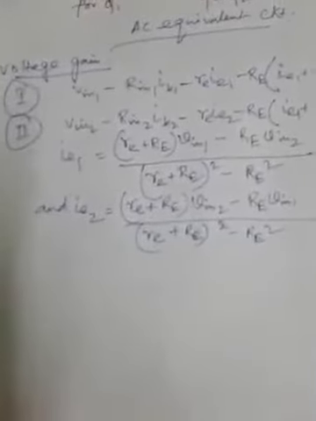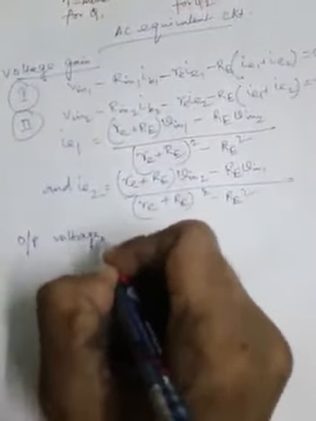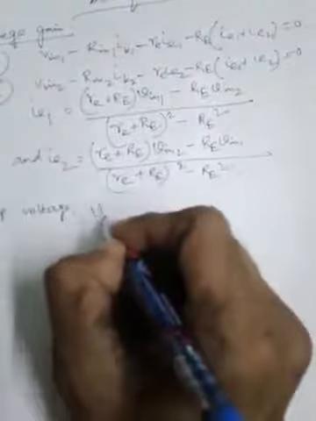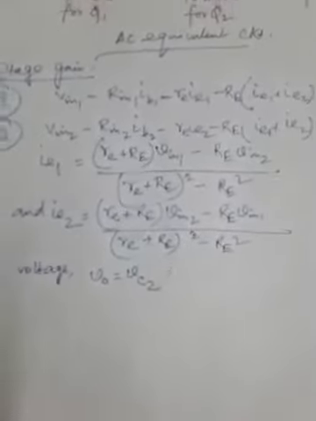So the output voltage in this case is nothing but VO, which is actually VC2, that is the voltage across the collector and the ground of transistor Q2, given by, based on the direction of current movement, VO is plus at this side and minus at this side.